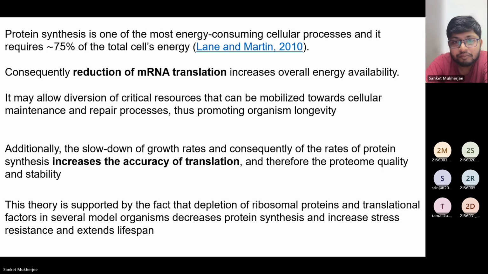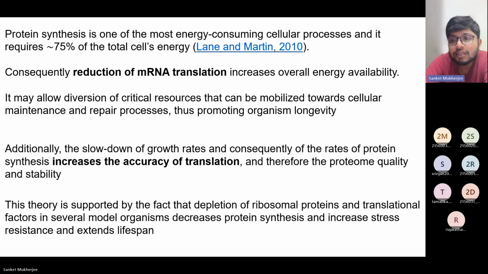So here what we are discussing is that protein synthesis in itself is a very energy consuming process, and it is very critical for the survival of the cell. Accuracy of translation is important. Rate of protein synthesis is important. If the protein is synthesized too fast, there might be more errors and there would be misfolding. It has to be synthesized at a pace where it folds properly. Then the accuracy is maintained, the stability is maintained. These all things are very important.